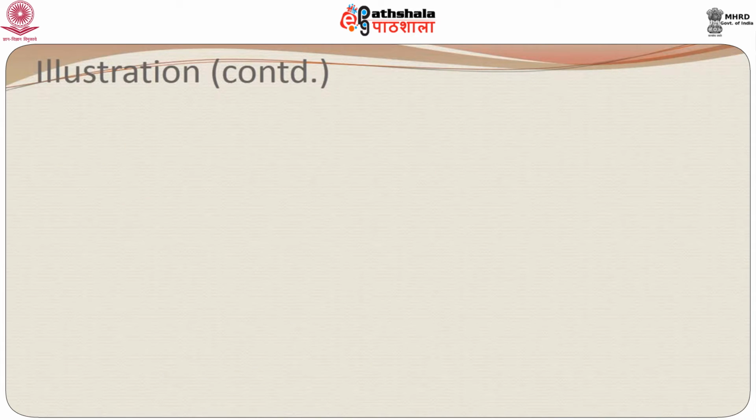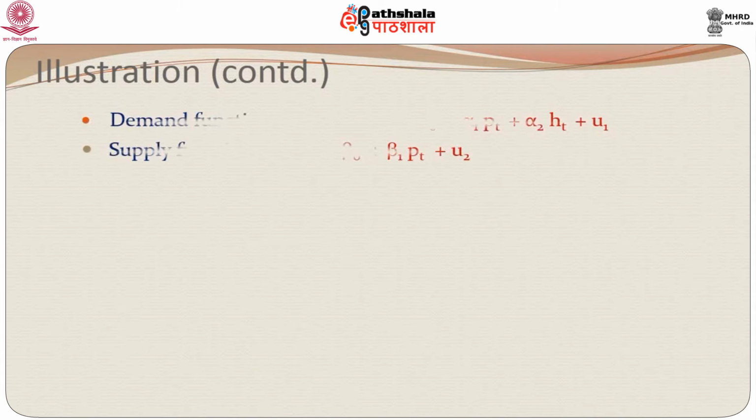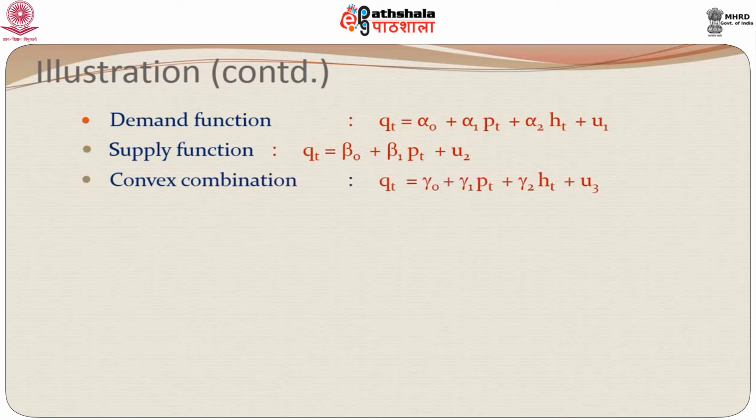In this case, as before, we have the supply function Qt as a linear function of Pt, but the demand is now a function of both price and the taste or habits of individuals, Ht. So, we have an extra variable in the demand function. What happens if we take a convex combination of these two? The convex combination would be a function of both price and habits.